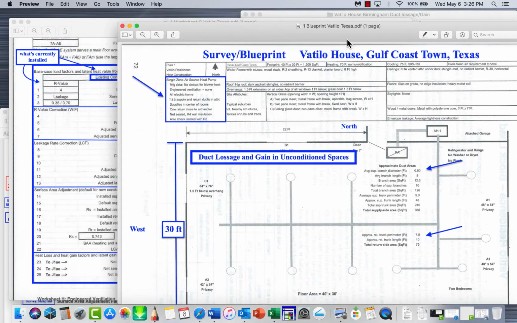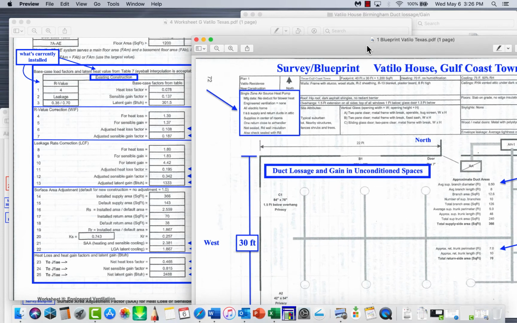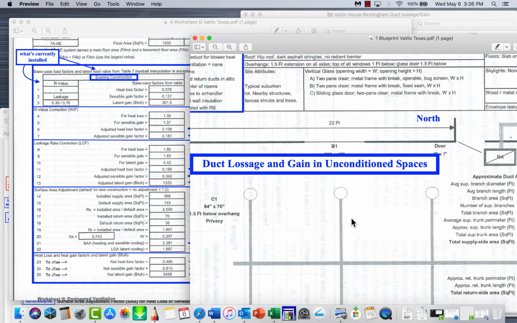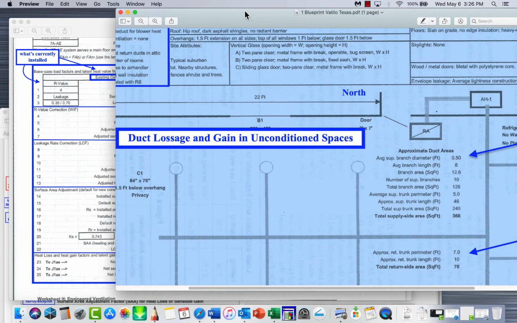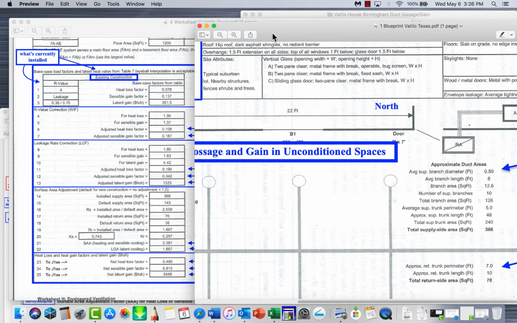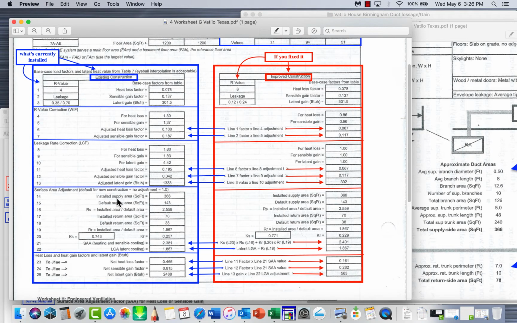So let's look and see where some of these numbers, I'm going to slide this over so we can look at both of them at the same time. There we go. Let's make that a little bit bigger if we can. Slide this over. There we go. Okay, so like I said, everything up here is supply, everything down here is return, and of course all you have to do is look here on your chart when you're looking at table line 1 here, installed supply area. So everything up here is going to be supply, everything right here is going to be return.